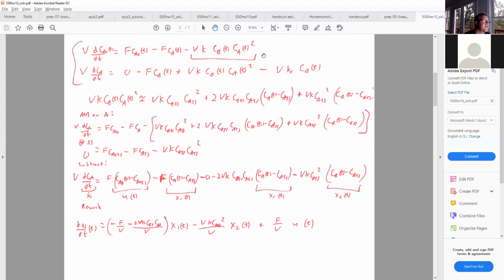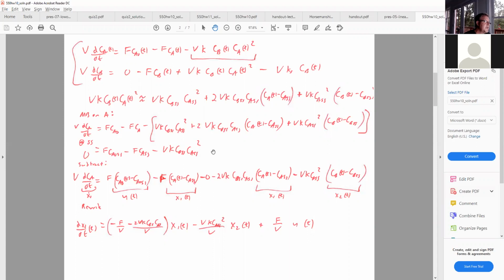This is the only thing that's changing, and it's nonlinear, so we have to take this apart, approximate it by evaluating it at steady state, taking the derivative with respect to CA, multiplied by deviation CA, and then the derivative with respect to CB, multiplied by deviation CB. So mass balance A, mass balance B, both are nonlinear. Approximate the nonlinear term, plug that into the mass balances again. Now it's a linear mass balance, but you have to get everything in deviation variables.